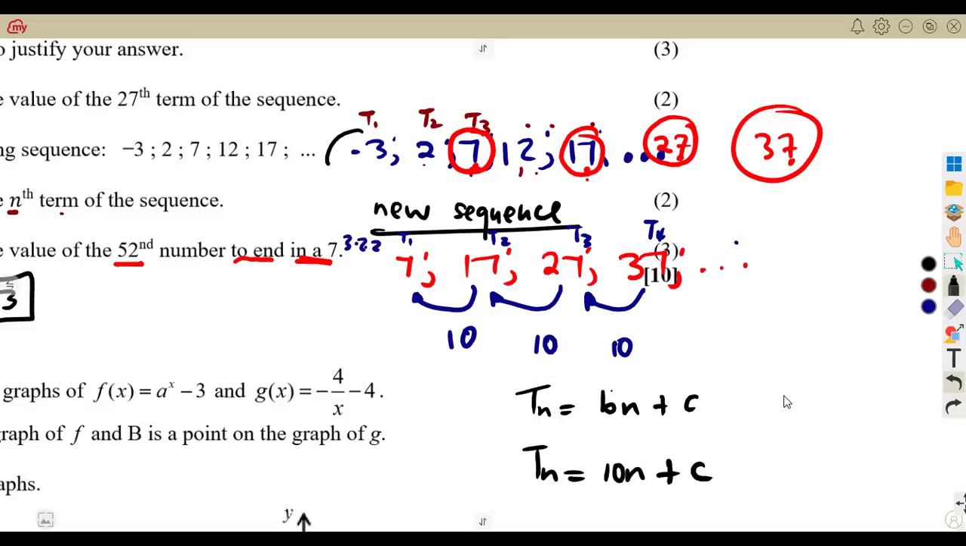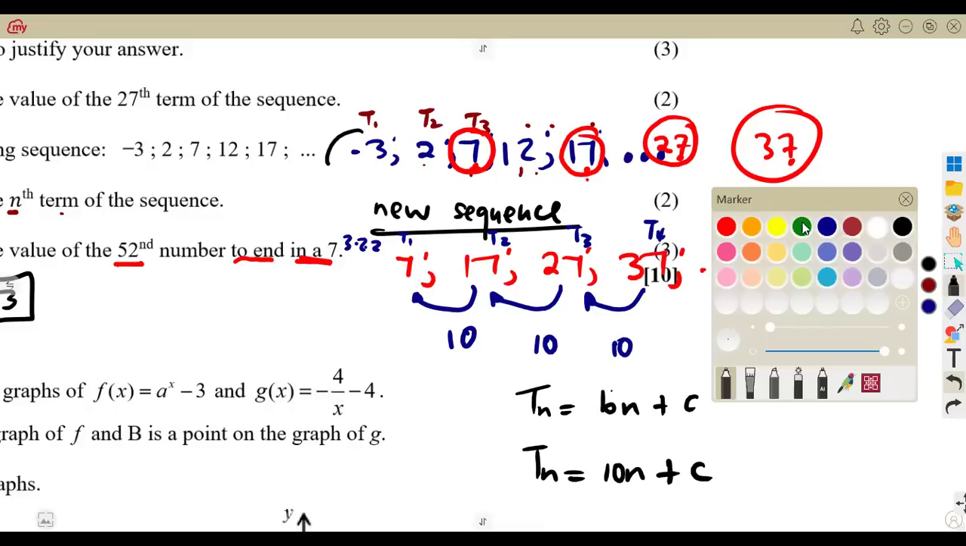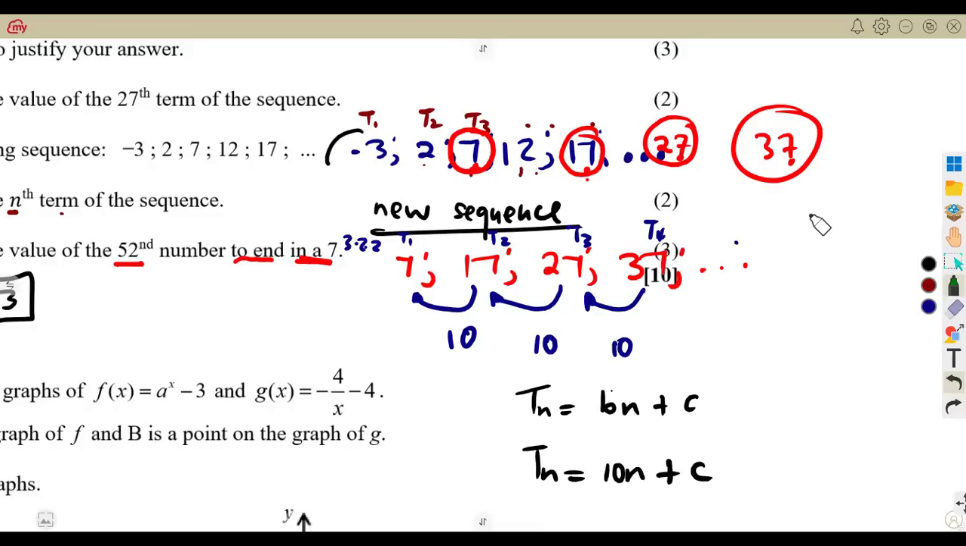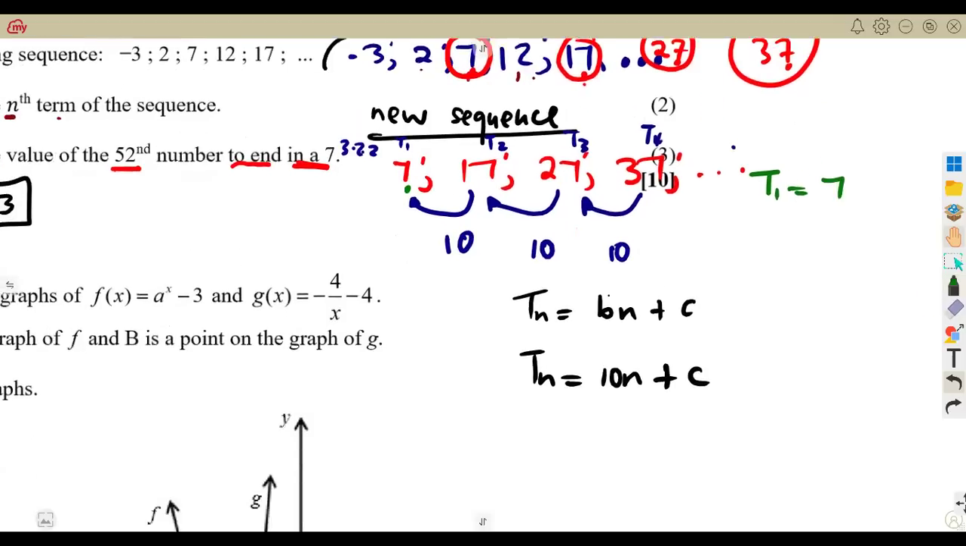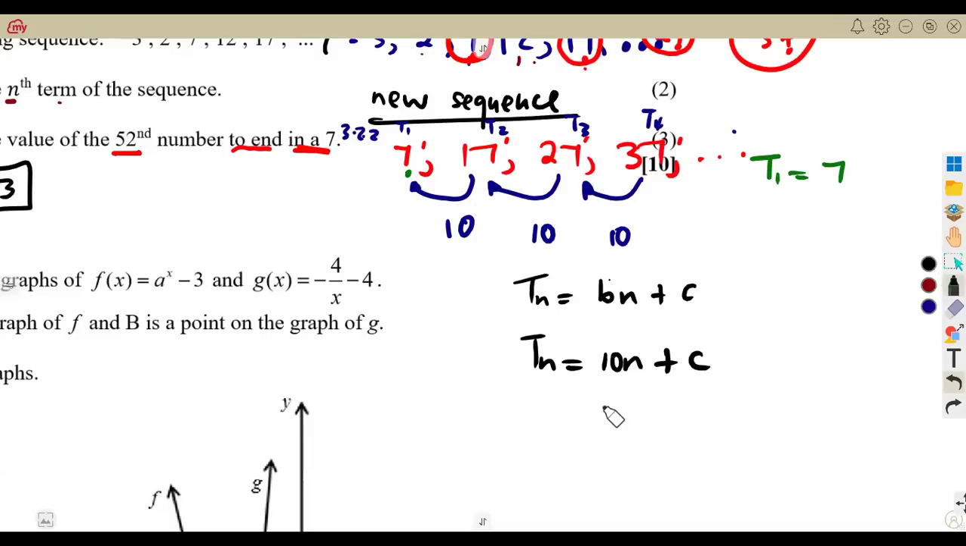Plus C. So to find C, just use any part, guys. You can use T1. You can use any part. So T1 is equal to what? According to this sequence, our T1 is 7. Remember, it's a new sequence that you have to consider now. So if T1 is equal to 7, it means in place of T, we are going to substitute a 7. And in place of N, like T1, N is the one that represents 1. So N is 1 there. So that's 10 times 1 plus C.